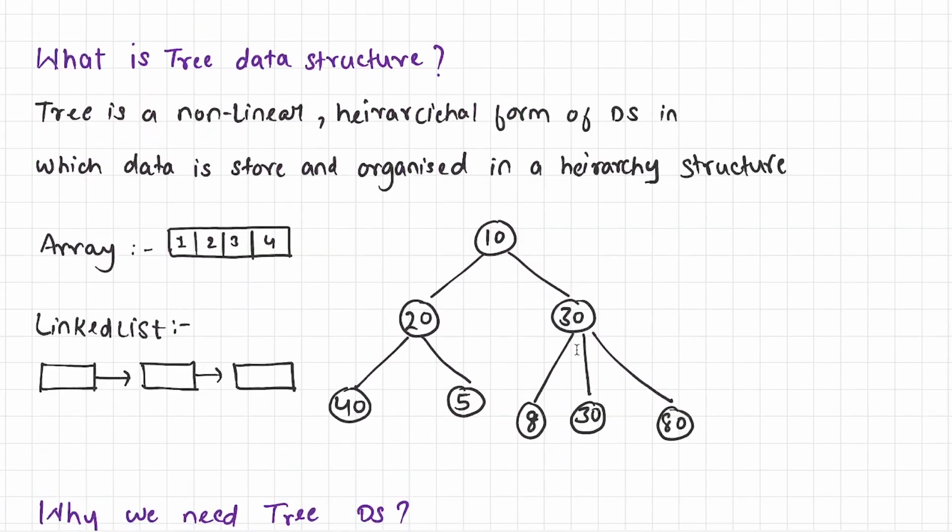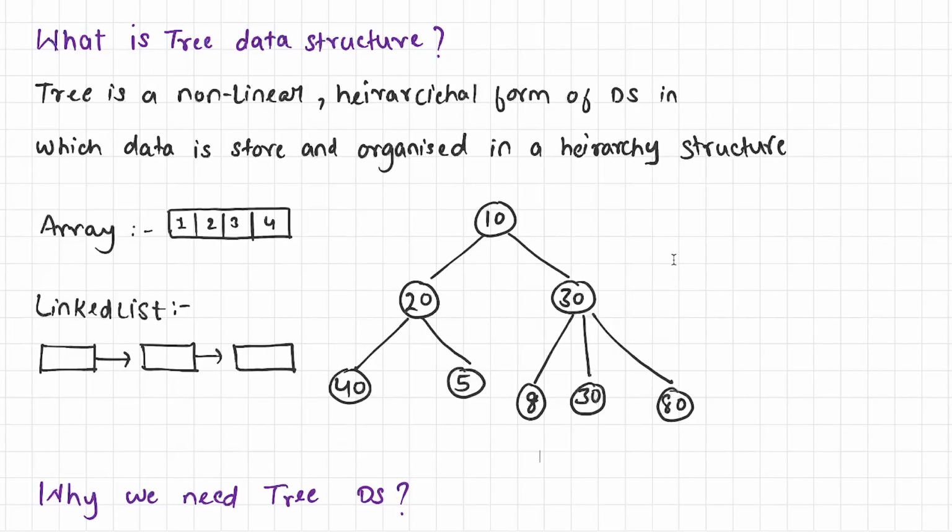So guys, tree data structure is a non-linear hierarchical form of data structure in which data is stored and organized in a hierarchical structure. In previous videos, we have seen arrays and linked lists, and how data is organized in an array in a linear fashion, and similarly data is organized in a linked list in a linear fashion. Conversely, in tree data structure, data is organized in a hierarchical structure like this. So we have 10, then we have 20 and 30 below 10, and then we have 40 and 5 below 20.